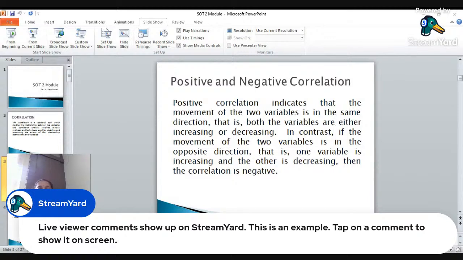Similarly, there are some negative correlation also. As the price increases, the demand will decrease. Right? For any commodity, as the price will increase, the demand will decrease. That means there is a negative correlation between the price and the demand. As the price increases, demand decreases. As the demand increases, the price decreases. Like this, there are two relationships. How do we find out whether the relationship is positive or negative?